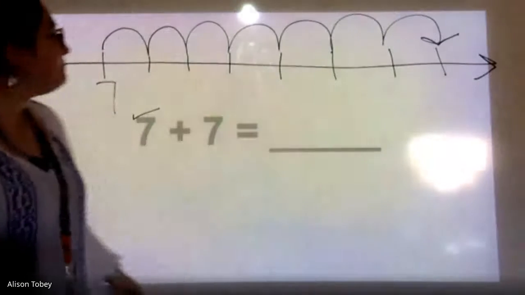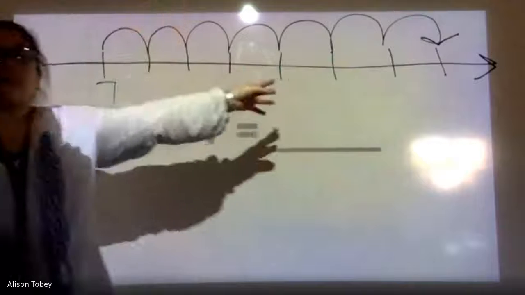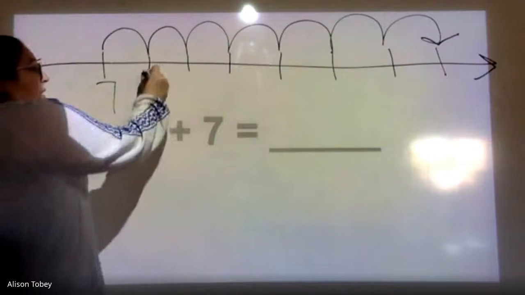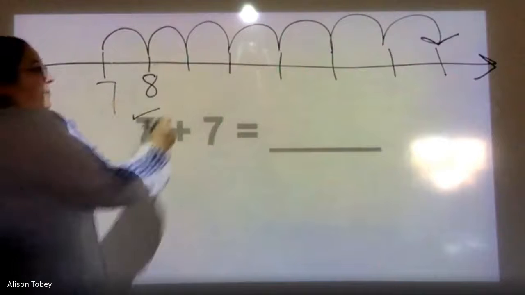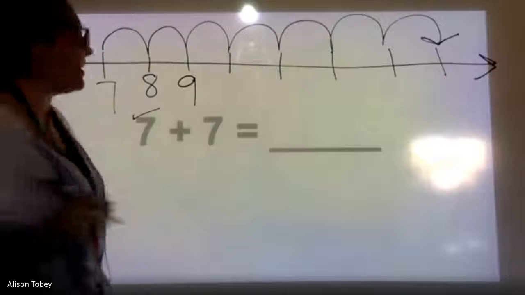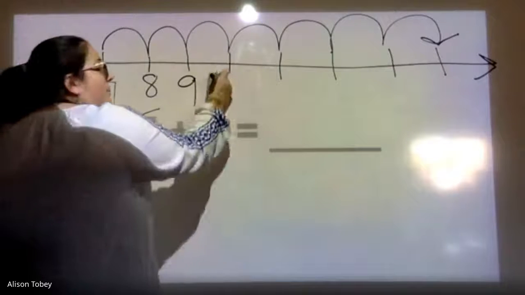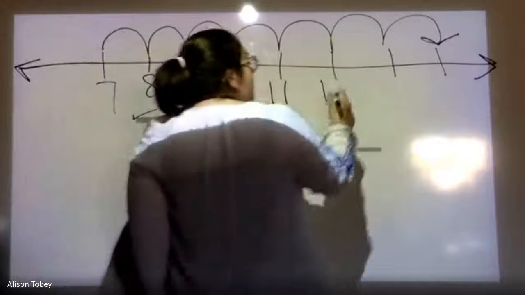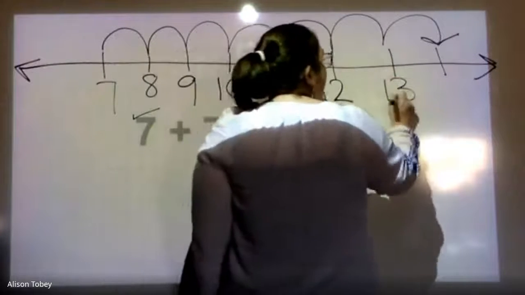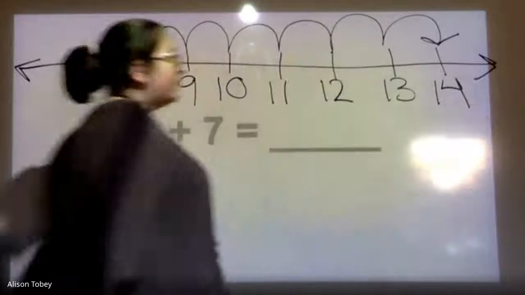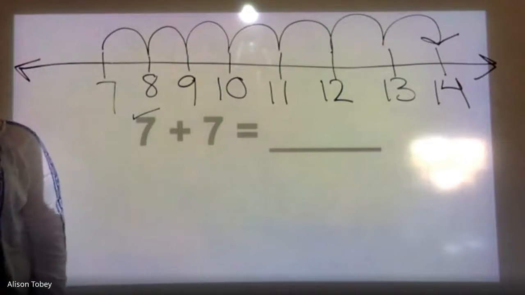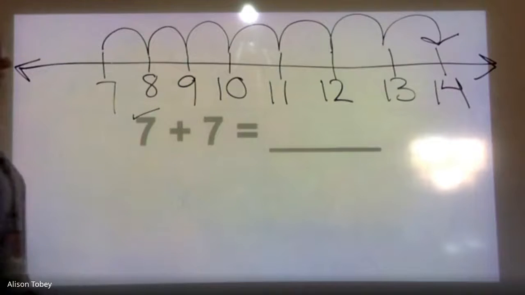Good job. Okay, now we have to count by ones, don't we? So we have 7, 8. Miss Toby, 7 plus 7 is 14. Yes, you're right, Brantley. 7, 8, 9, 10, 11, 12, 13, 14. Your sum or your answer is 14.